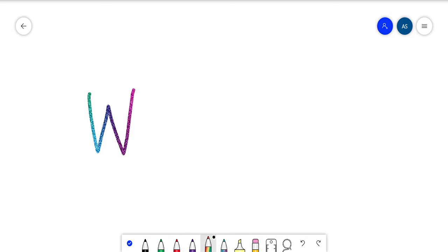Okay, our next word that we are going to learn today is the word well. So in the word well, our first letter is W, and W makes the W sound. Can you make the W sound? Our next letter is E, and it makes the short E sound, eh. Make the eh sound.